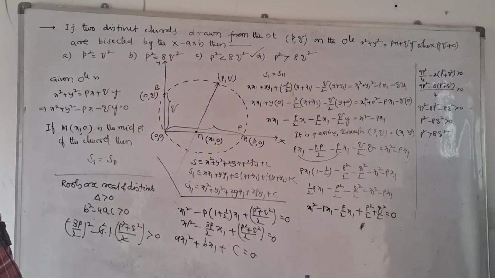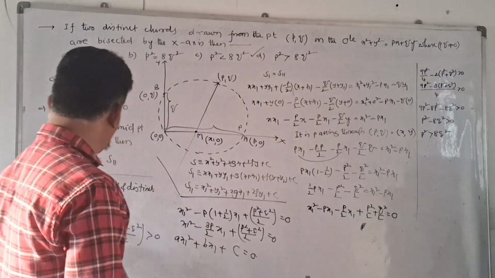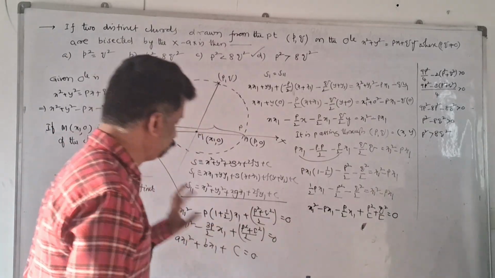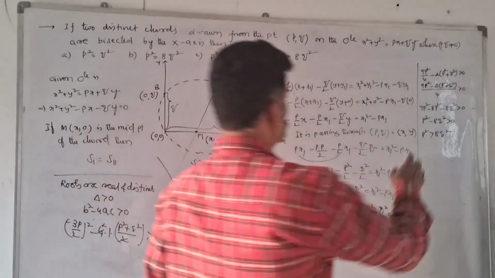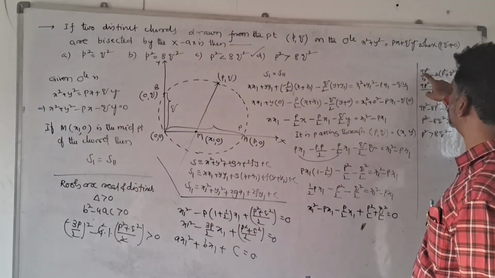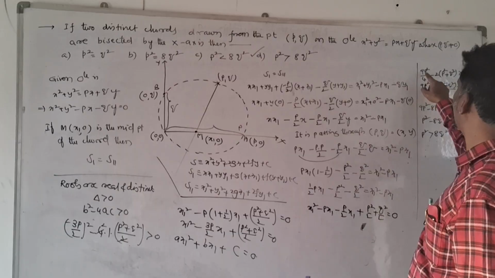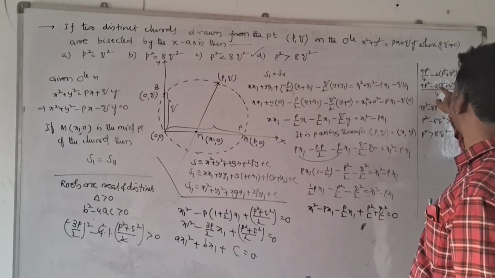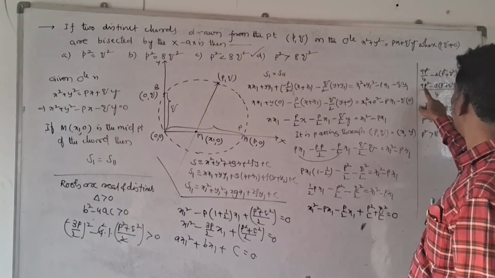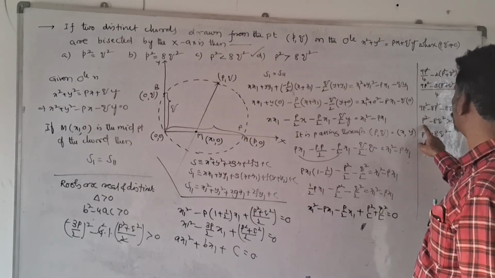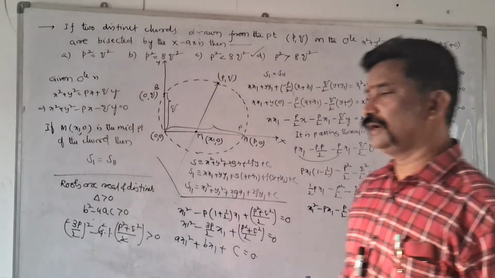Now the roots are real and distinct, so delta greater than 0. Delta means b square minus 4ac greater than 0. So b is equal to minus 3p by 2, a is equal to 1, and c is equal to this value. Then minus 3p by 2 whole square means 9p square by 4 minus 2 into p square plus q square greater than 0. LCM is equal to 4: 9p square minus 8 into p square plus q square by 4 greater than 0. 9p square minus 8p square minus 8q square greater than 0. So 9 minus 8 is 1, p square greater than 8q square.